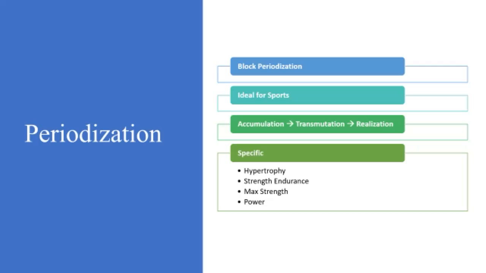So if we look at the phases, we have accumulation, transmutation, and realization. We're going to go ahead and be in that accumulation phase. That's like our foundation phase. Once again, I'm going to use block periodization because it allows us to be specific. What block, what are we focusing on? Block 1, are we focused on hypertrophy? Then we're going to strength endurance. Then we're going to max strength. Then we're going to power.